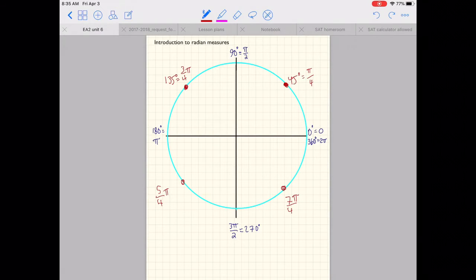All right, and the angle measures, of course, were 180 plus 45. It was at 225, I think. And we had 360 minus 45.